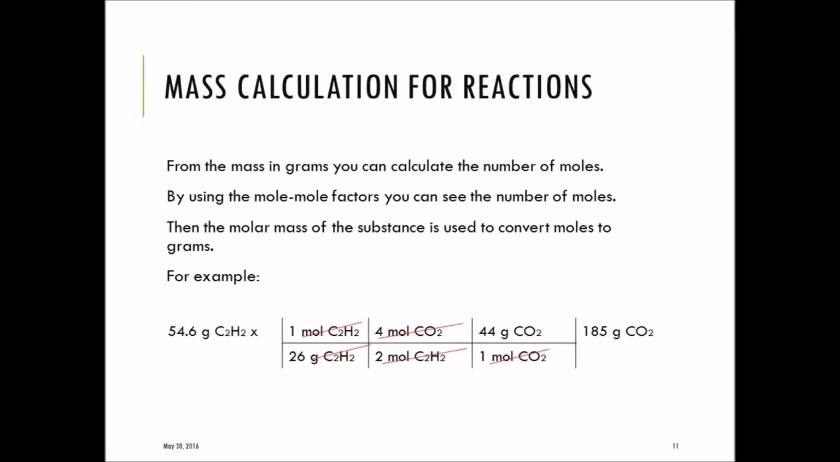So, we have 54.6 grams of the hydrocarbon, and this hydrocarbon has a molar mass of 26 grams, meaning that we will have to divide 54.6 grams of hydrocarbon by 26 grams of the hydrocarbon, and the answer will be divided by the 2 moles of the hydrocarbon times the 4 moles of the carbon dioxide, and the answer of this second part will be divided by 1 mole of CO2 and multiplied by the molar mass of CO2, which is 44, and the answer is 184 grams of carbon dioxide.